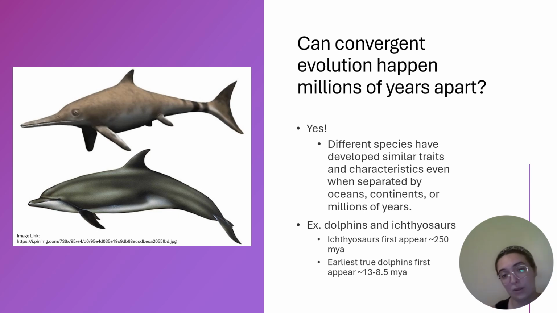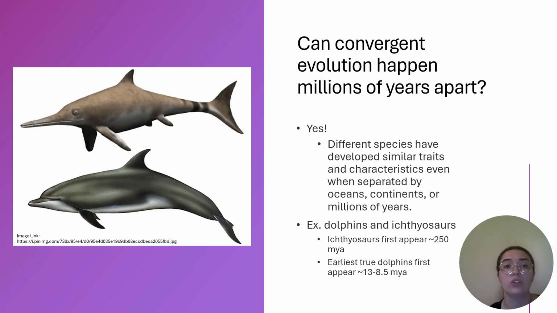Now we have to answer the question, can convergent evolution happen millions of years apart? Yes, it can. Different species have evolved similar traits and attributes when separated by oceans, continents, or even by millions of years. Ichthyosaurs and dolphins provide a prime example of convergent evolution that fits these criteria. Based on fossil evidence, ichthyosaurs first appeared around 250 million years ago, while the earliest true dolphin species appeared around 13 to 8.5 million years ago.